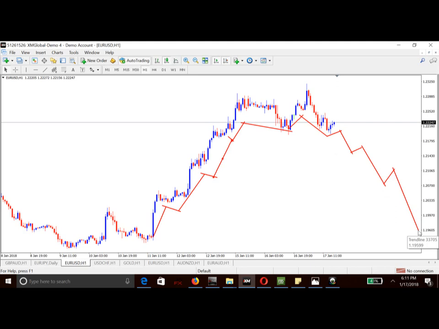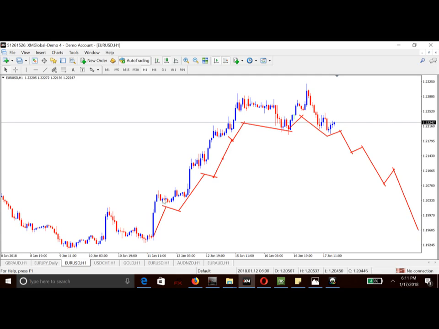Now this is how the forex market moves. It moves in zigzags. It does not move in a straight manner. The reason why it doesn't move in a straight manner is because of what is called price action. Price action has to do with the struggle between the buyers and the sellers. In the forex market, there's always a constant battle between buyers and sellers.